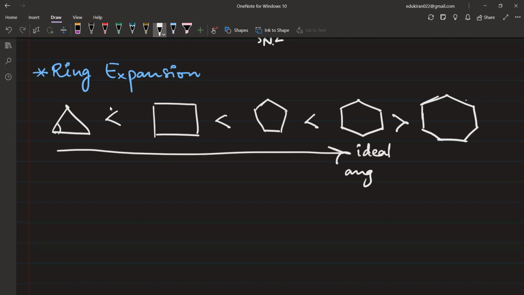Ideal angle. Okay, now that means 3 degree is less stable than 4 degree, 4 degree is less stable than 5, 5 degrees less stable than 6.